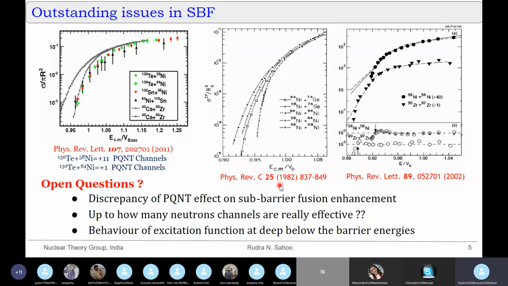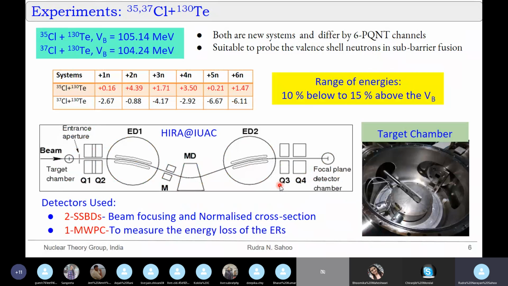To understand these problems, we performed a few experiments at the Inter-University Accelerator Center, taking 35 and 37 fluorine as the projectile and 130 tellurium as the target. We chose these two systems because they differ by 6 neutron transfer channels having positive Q value. In the 35 fluorine case, you will get up to 6 neutron transfer channels having positive Q value. However, in the 37 fluorine case, you will not get any neutron transfer channel having positive Q value. If we measure the fusion cross section of both systems and compare, then we can easily conclude whether positive Q value neutron transfer is effective towards the subbarrier fusion or not.